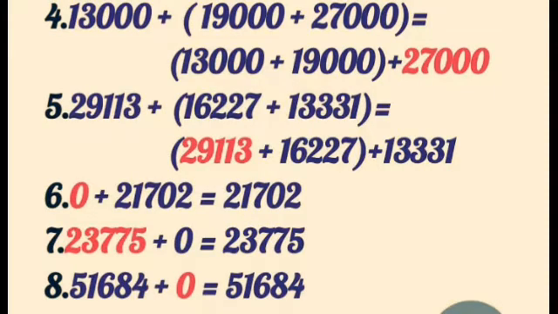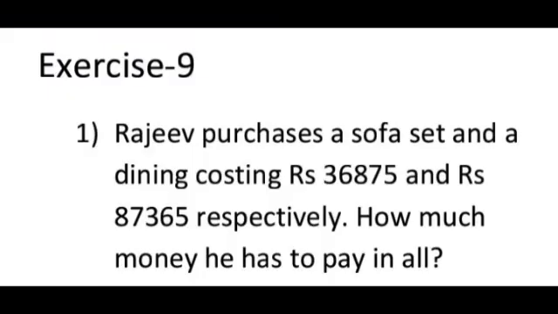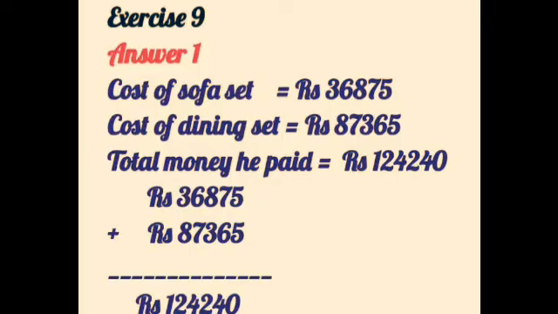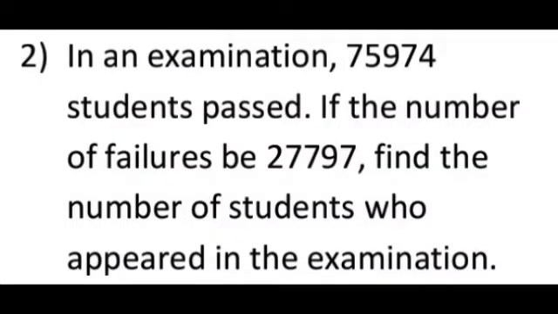Now we are going to start our next exercise, that is word sums. First question: Rajiv purchased a sofa set and a dining set costing rupees 36,875 and rupees 87,365 respectively. How much money does he have to pay in all? So here is the answer. Cost of sofa set rupees 36,875. Cost of dining set rupees 87,365. We have to add both the numbers and our answer is 1,24,240.